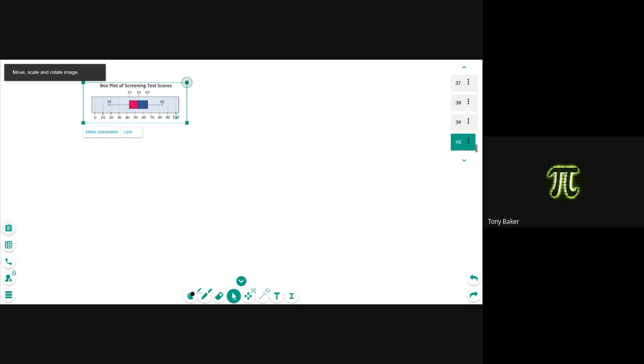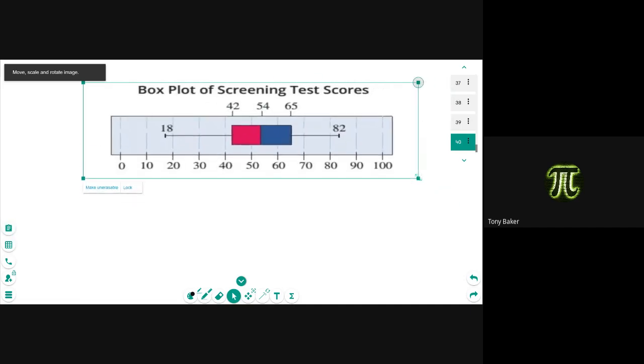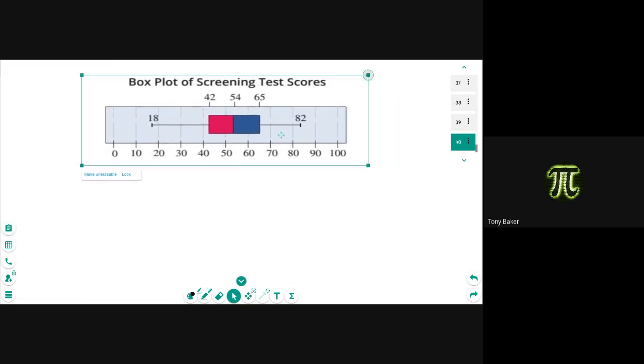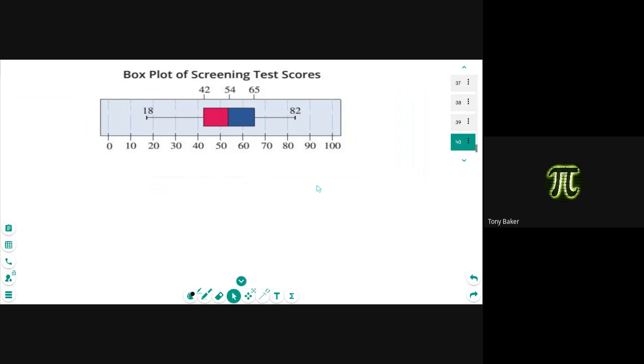All right. How many people have seen this before? I remember having to do them in psychology. This is a box and whisker plot. All right. This is a box and whisker plot. So they call it a box plot. I always called it a box and whisker plot because it looks like it has whiskers like a cat.